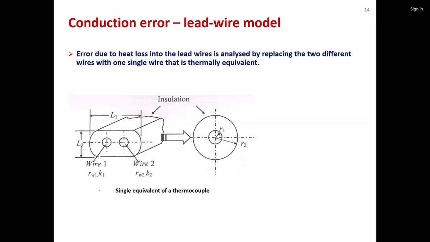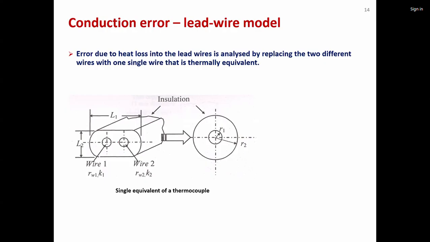So let's say wire 1 has a radius of RW1 and thermal conductivity of K1. And the second wire has a radius of RW2 and thermal conductivity of K2. And the outside is sort of a capsule shape. Okay. And let's say the width in this direction is L1 and the width in this direction is L2.